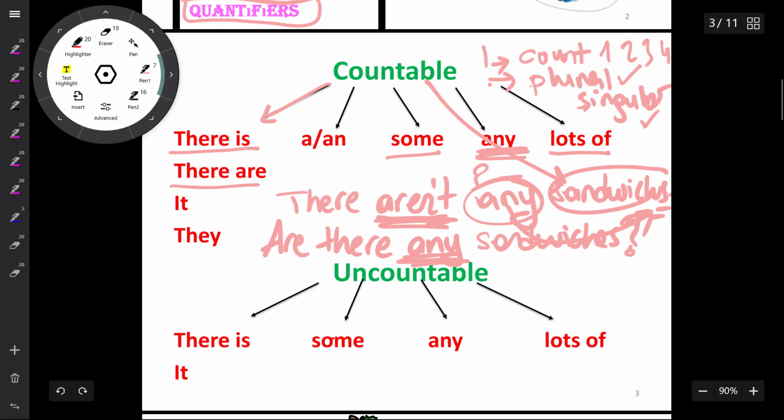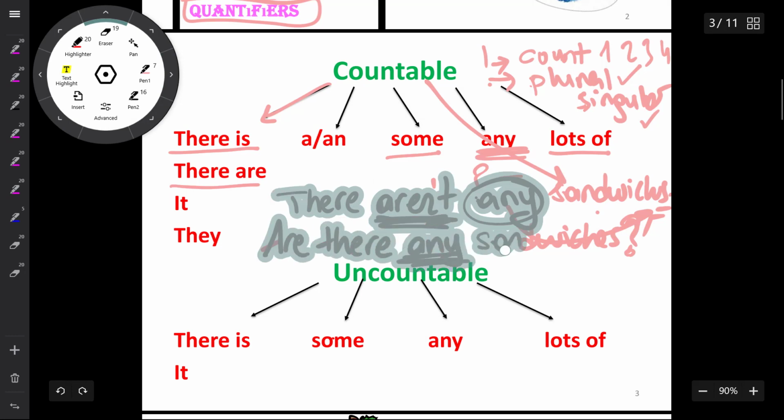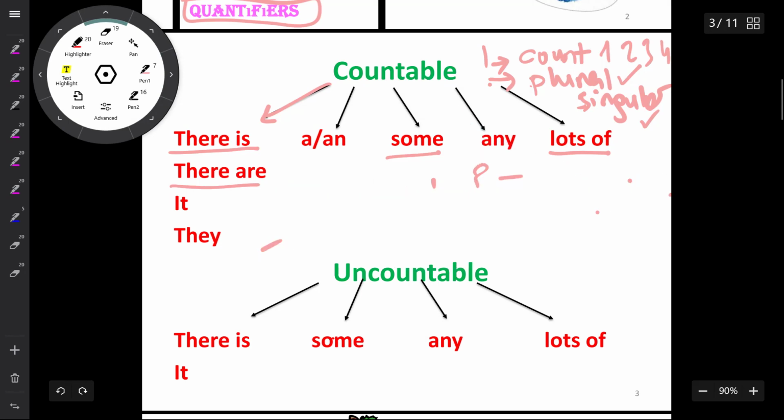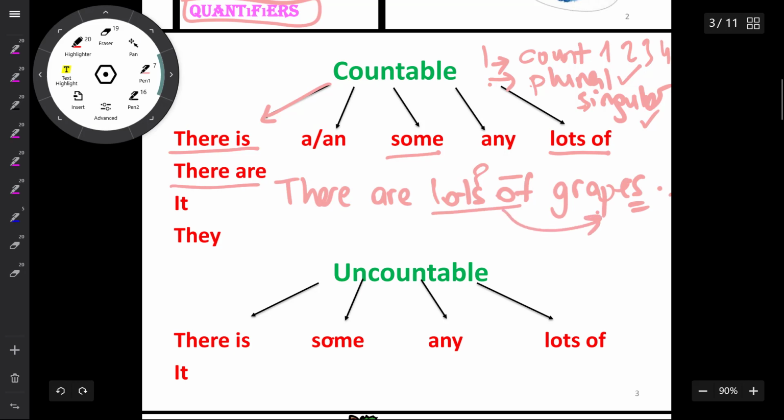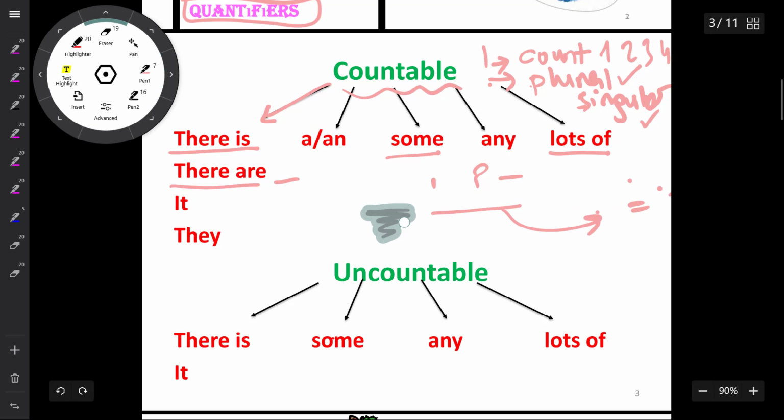Just remember. Okay, what about lots of? Again, we use the plural form of the countable noun with lots of. For example, lots of grapes. Grapes, plural. Okay, lots of grapes. After lots of, we use the plural form of the countable noun. And it should be there are. Plural form again.